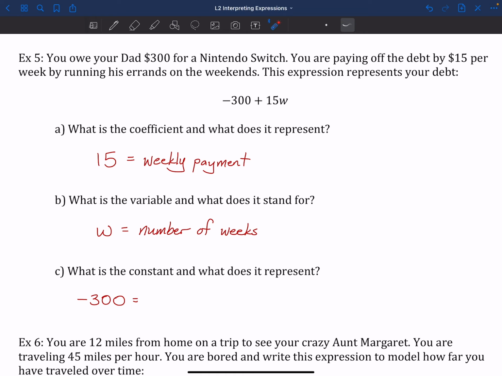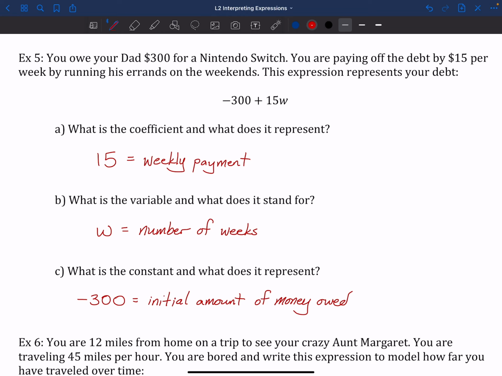The negative $300 is kind of like what we started with, right? So again, it's our initial amount. I mean, again, you could call it a base cost, you could call it an initial cost. It's the initial amount of money owed in this case, if you wanted to get really particular. Right? But that's really all it is.